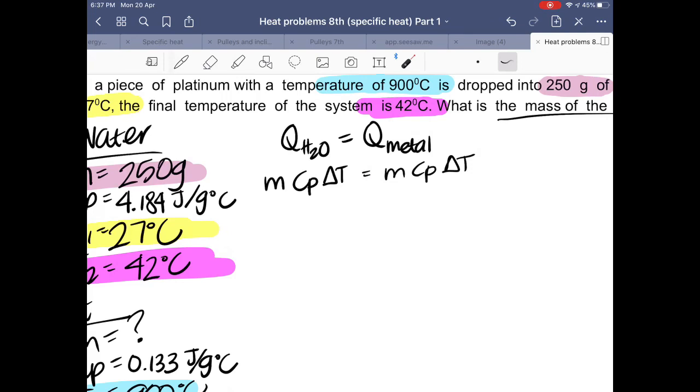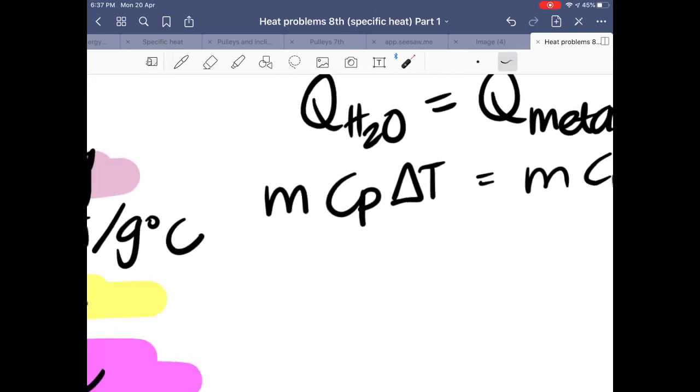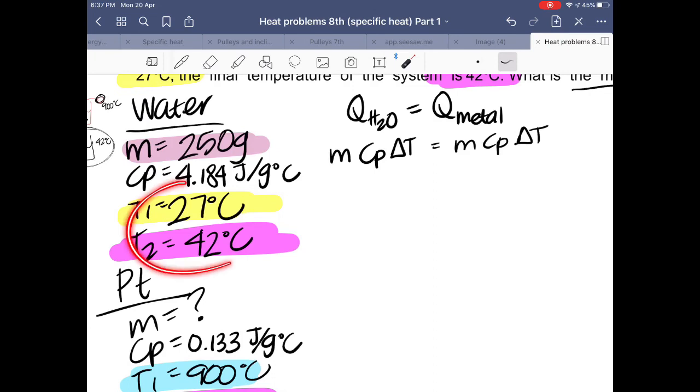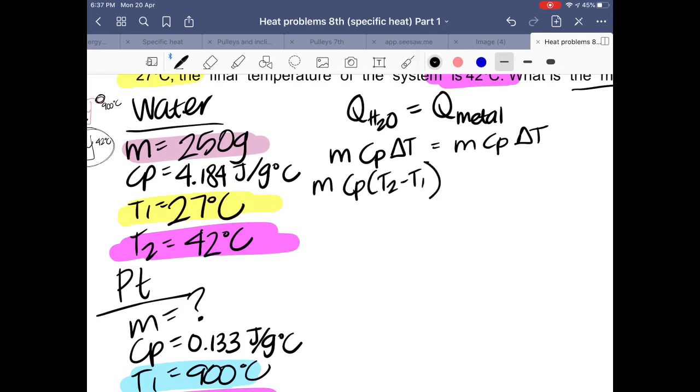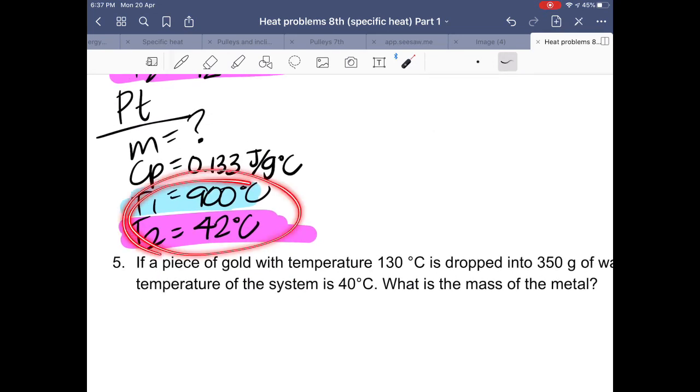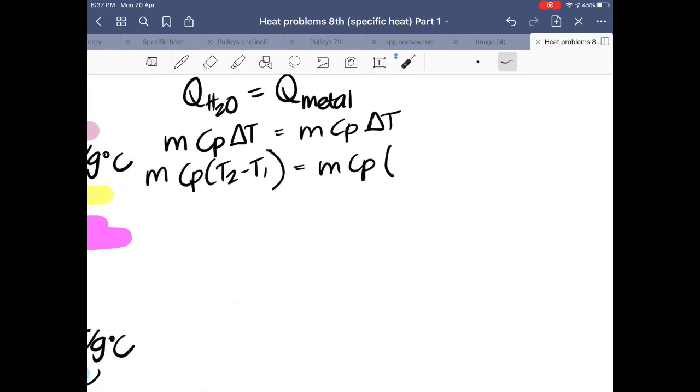Okay, so now we need to identify what shall we do with these two. Let's focus first on the one of the water. You will look at both of them and you'll see that temperature 2 is bigger. So the one of the water will be temperature 2 minus temperature 1. Write it down there. Mass times specific heat times temperature 2 minus temperature 1 equals mass times specific heat times, focus on the one on the metal, and in the one on the metal, temperature 1 is bigger. So you'll put temperature 1 minus temperature 2.